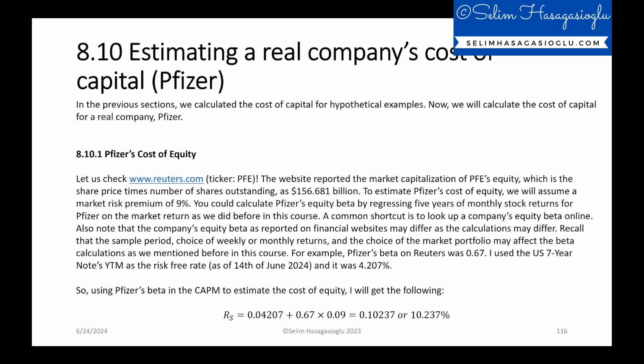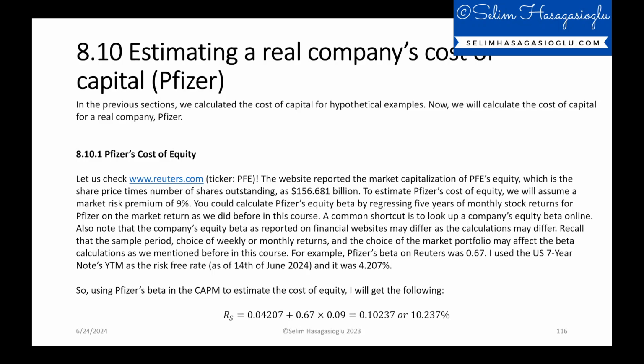You could calculate Pfizer's equity beta by regressing 5 years of monthly stock returns for Pfizer on the market return, as we did before in this course. A common shortcut is to look up a company's equity beta online, and also note that the company's equity beta as reported on financial websites may differ, as the calculations may differ. Recall that the sample period, choice of weekly or monthly returns, and the choice of the market portfolio may affect the beta calculations as we mentioned before in this course. For example, Pfizer's beta on Reuters was 0.67.